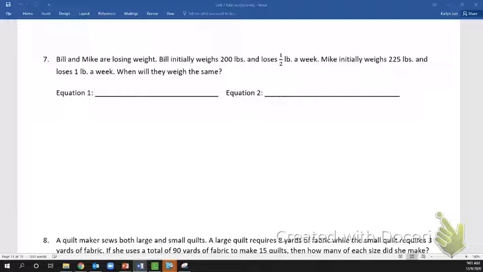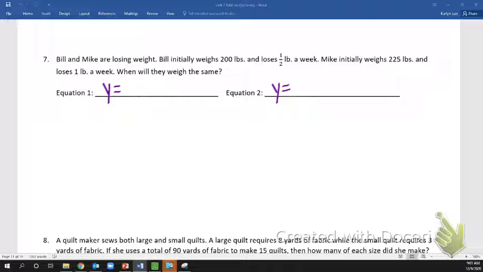Well, they told me how much Bill started weighing and how much Mike started by weighing, but they don't tell me a total. I don't know how much total they want to lose. I don't know anything about a total. So these are not going to be in standard form. These are going to be in slope-intercept form.